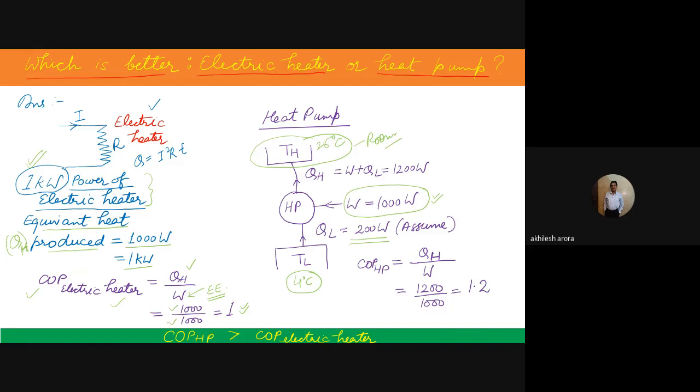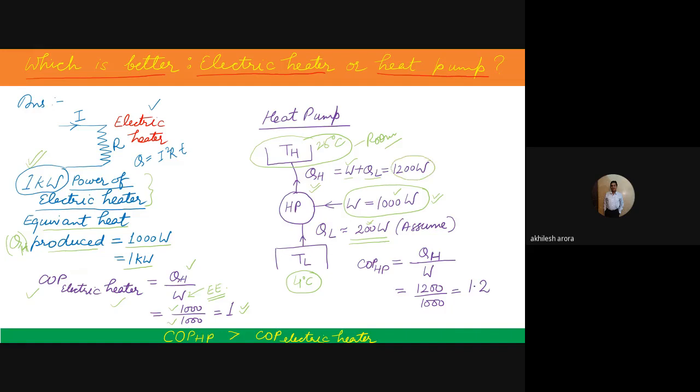Now, since it is a room, I am inputting QH amount of energy into this room, which is equal to W plus QL. The value of W is already known to me, it is 1000 watts, and the heat being removed from the low temperature is 200 watts. So in total, the amount of heat being thrown to the room is 1200 watts.